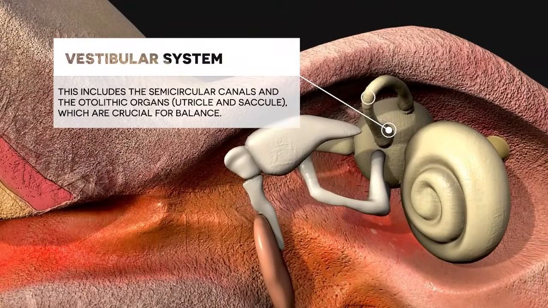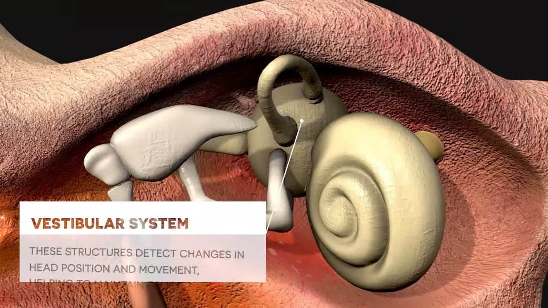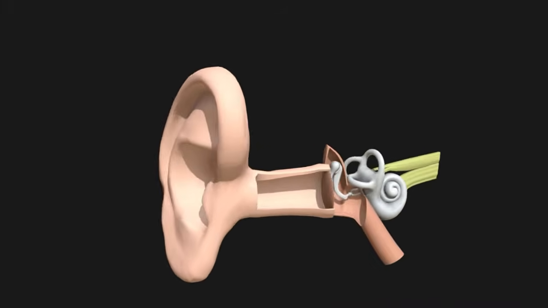This includes the semicircular canals and the otolithic organs, utricle and saccule, which are crucial for balance. These structures detect changes in head position and movement, helping to maintain equilibrium. Let's start with the outer ear.